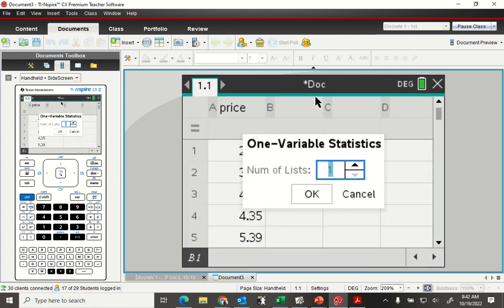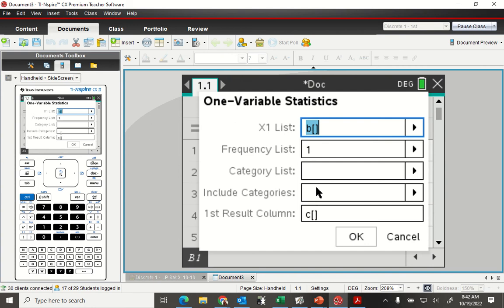All right, so one variable statistics. So let's click on that. Number a list. We only have one list. We could do multiple lists if we want to, but we're not going to get into that. Hit OK. And my list was whatever we named it, and I named this one price. Click on that. Everything else should be fine. And from here, just hit OK.